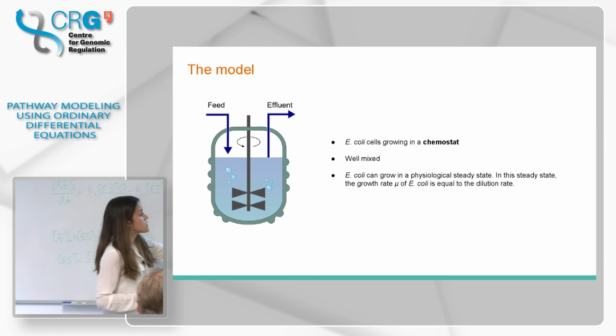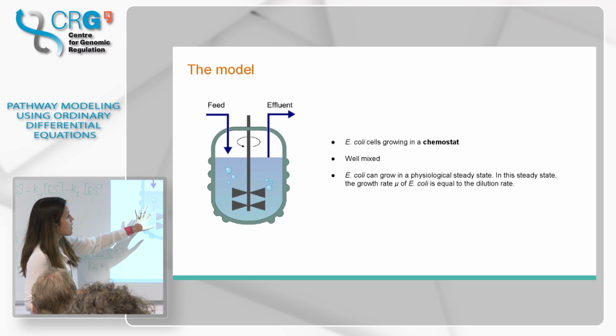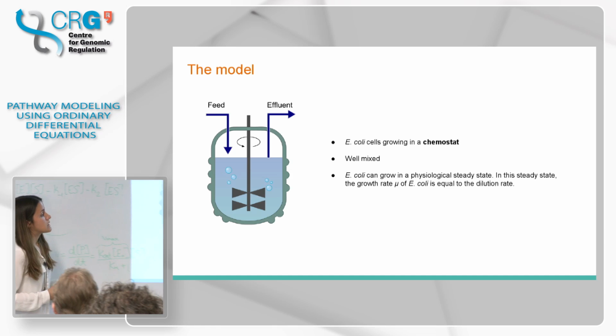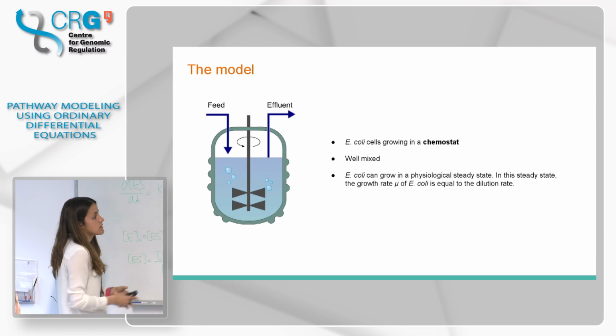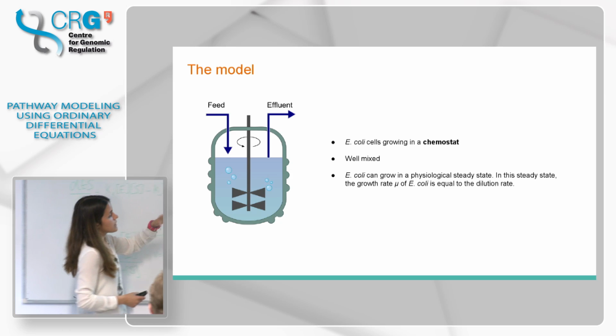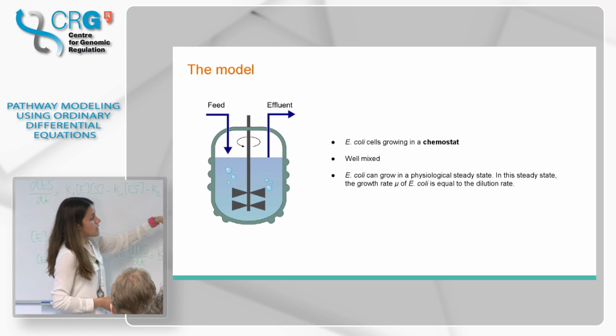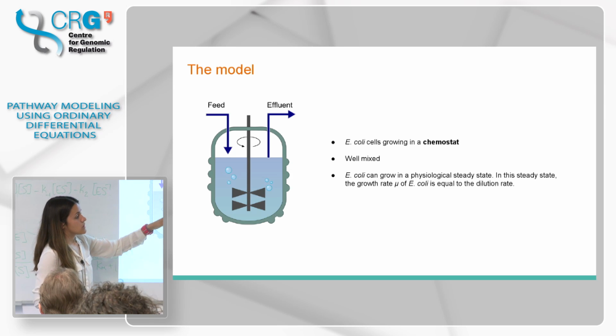One of the advantages of this type of system is that E. coli can grow, or any bacteria can grow, in a physiological steady state. So we can get a constant growth, and this is very useful to use in modeling.